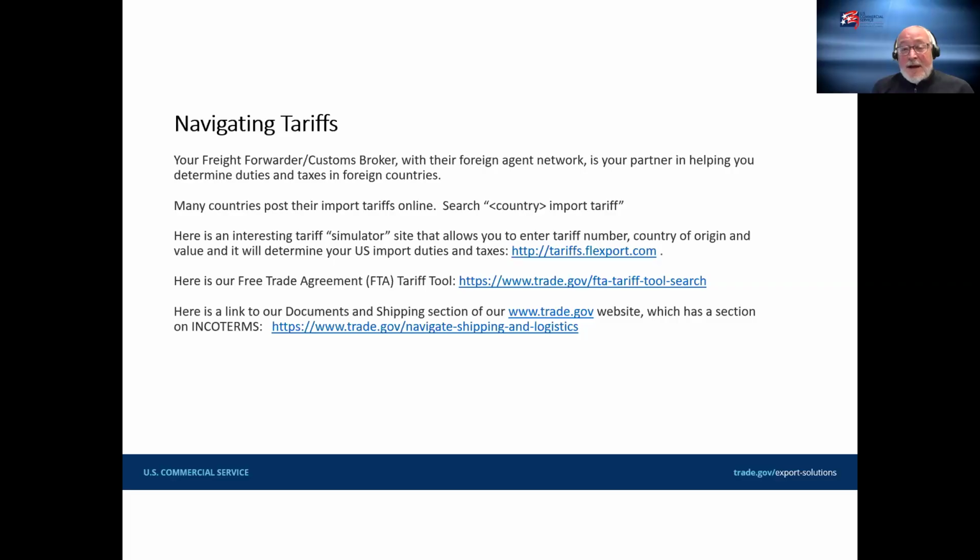We also have on trade.gov the nuts and bolts of documents and shipping and logistics. There's lots of websites for training for your staff or yourself. And again, Mercedes touched on this, but there's an Incoterm section on there as well.